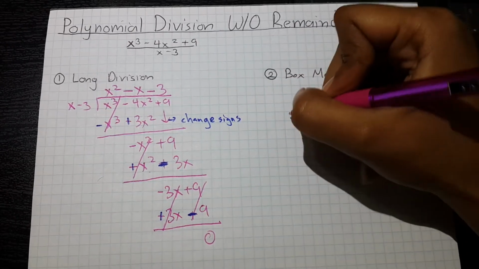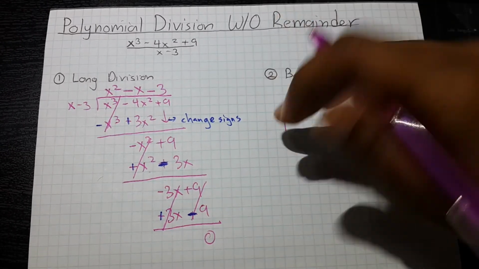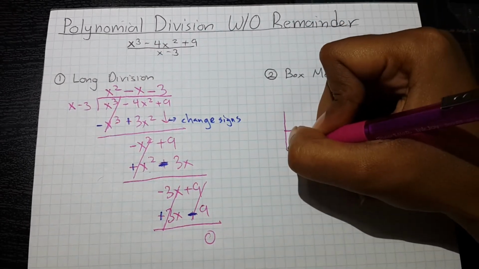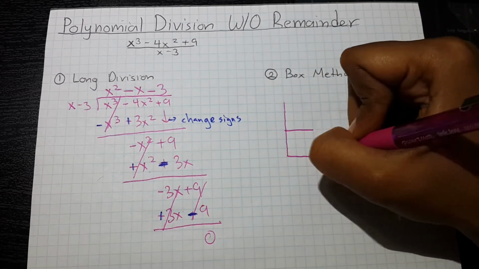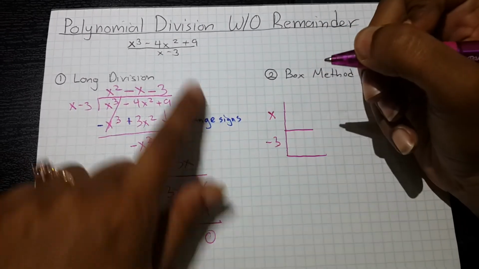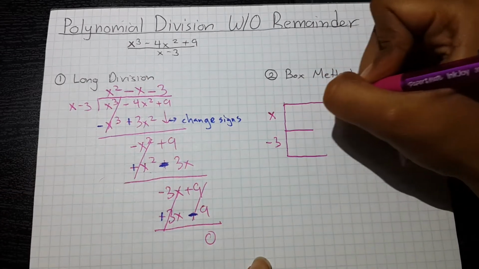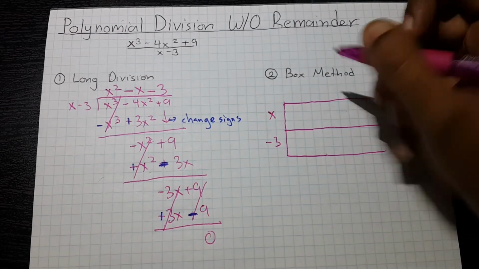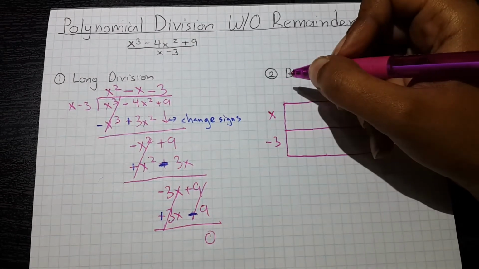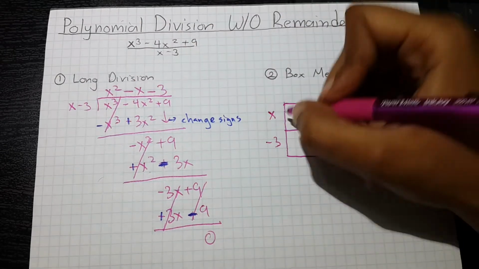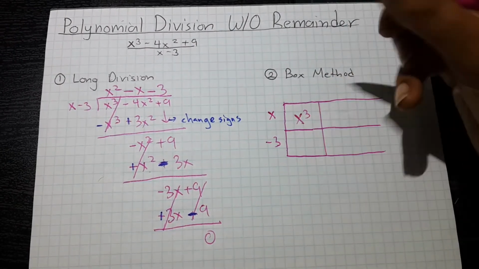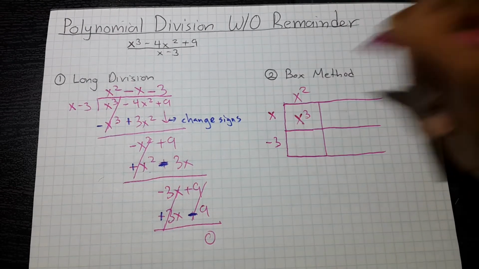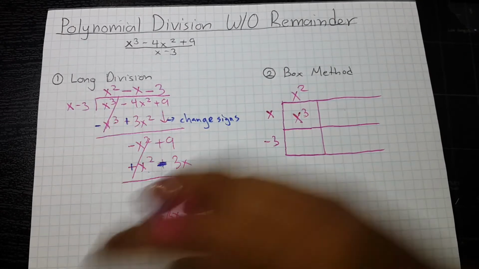For the box method, I'm going to start off first by putting the divisor on the left side, and then I'm going to expand. Let me just make it a bit bigger. Okay, so I'm going to put x here and minus 3 here. And we're just going to build up our final answer working through the terms and the exponents. So let's start off with x cubed. So x cubed goes here. What times x gives me x cubed? Well, that's x squared. So again, we're asking ourselves the same questions here.